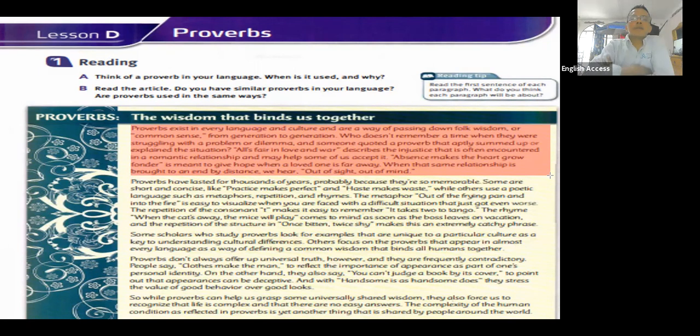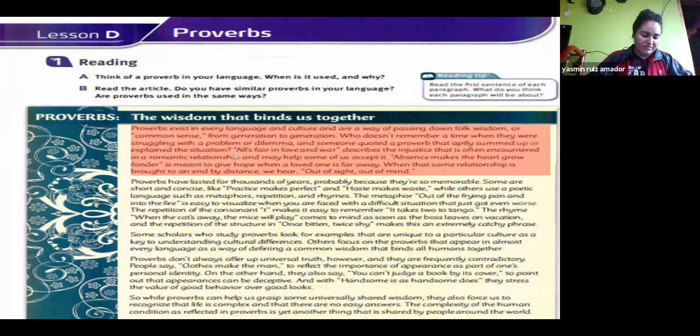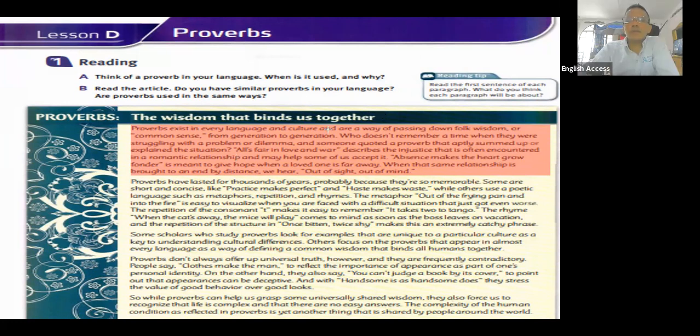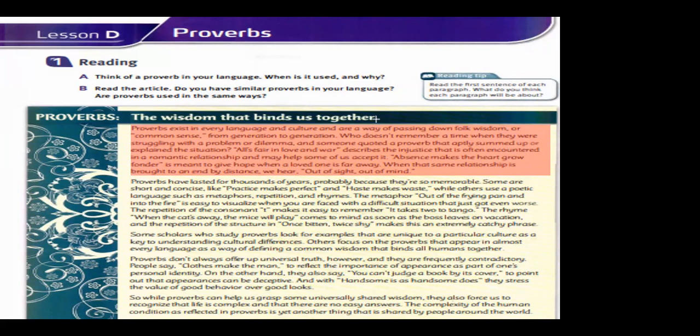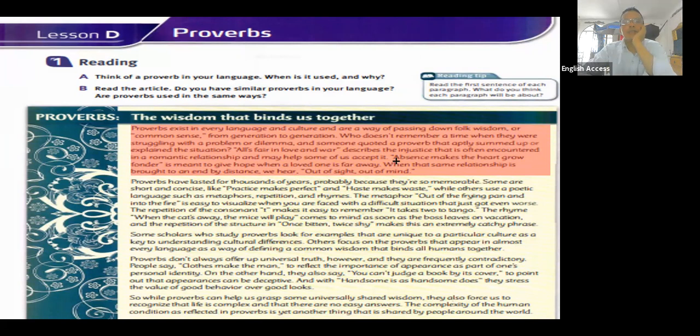Okay, excellent. Question for you. What do you understand about this paragraph, the red part? Anyone? The proverbs exist in every language. Well, that's one point, yes. Doesn't matter if it's Spanish, right? We have many in Spanish, French, German. What do you think? Give me your opinion, please.